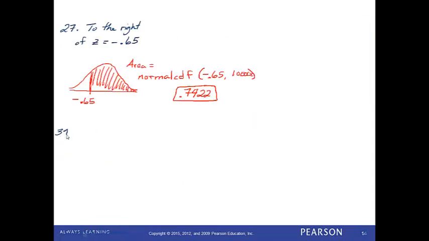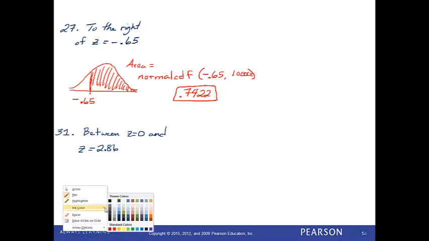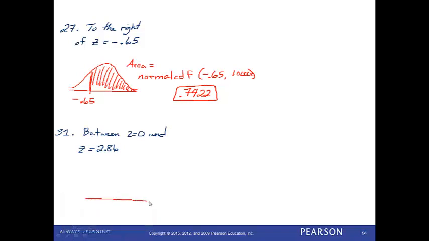Alright, number 31. It says between z equals 0 and z equals 2.86. So again, we're going to start by drawing the bell curve. Remember, your bell curve is just a number line, so these values go on it like a number line. 0 could be here, which means 2.86 is somewhere on the right side of it. I'm going to draw a line straight up and draw a line straight up. It said between, so this time I'm shading in the middle.